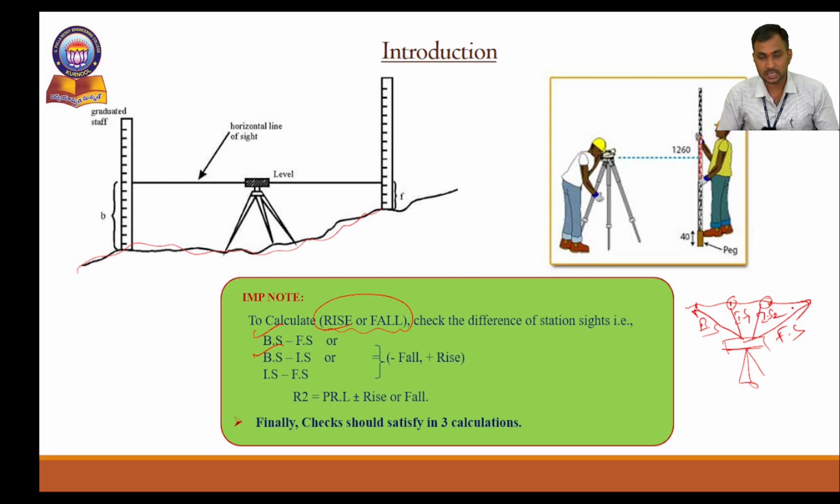My dear students, when we check the differences between backsight and intermediate sight, or intermediate sight and foresight, or backsight minus foresight, if we get a negative value, we place it in the fall column, since the value is a fall. If we get a positive value, we place it in the rise column. Finally, we have to calculate the reduced level, from the previous reduced level.